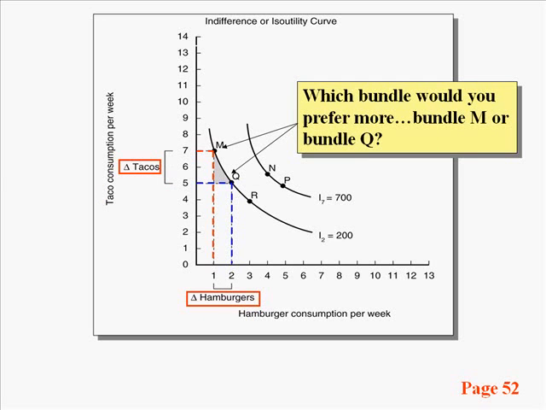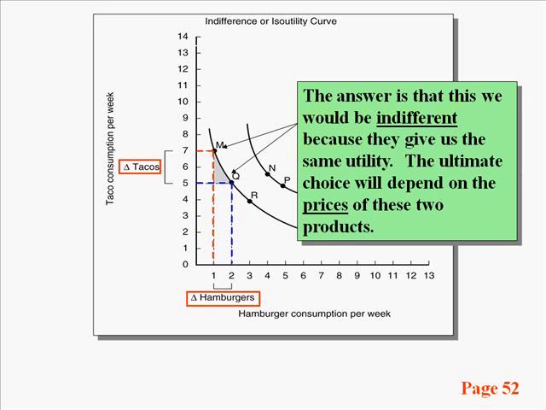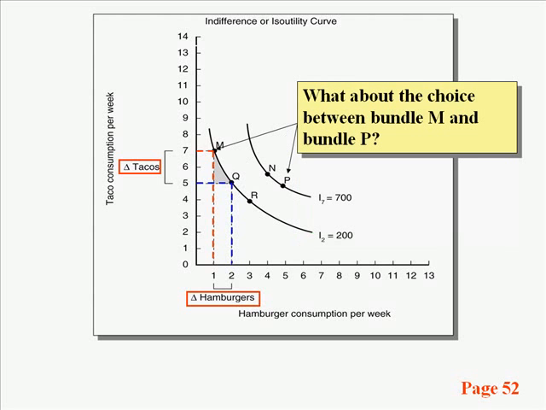Thinking about what we've talked about so far, which bundle would you prefer, bundle M or bundle Q? If you said indifferent, you've been paying attention. They're on the same utility curve, which means they're going to yield that same 200 units of utility no matter what. So we really don't care. We're indifferent between the two. And again, the ultimate choice is going to depend on prices, which we'll throw in later when we talk about budget lines. What about bundle M versus bundle P?